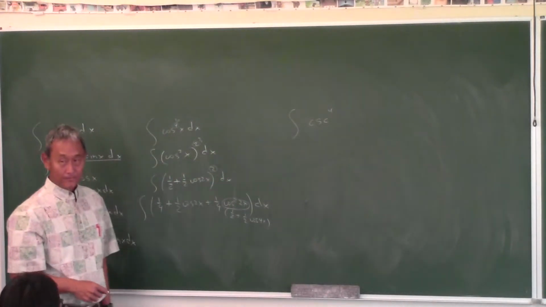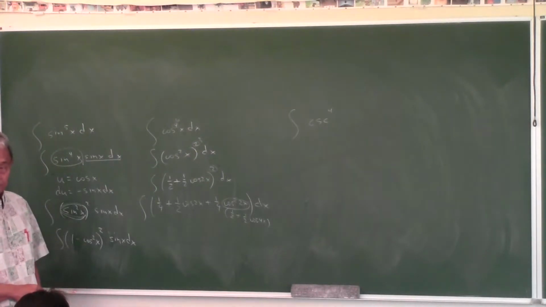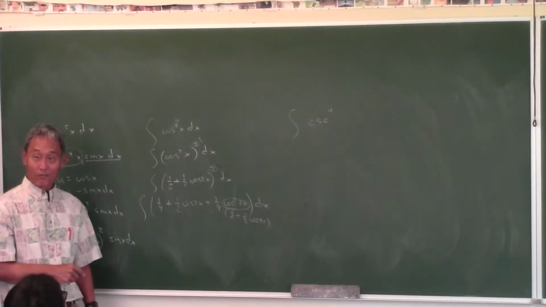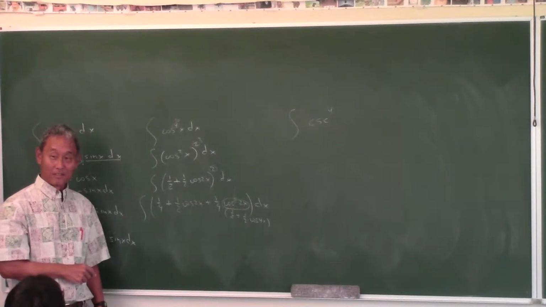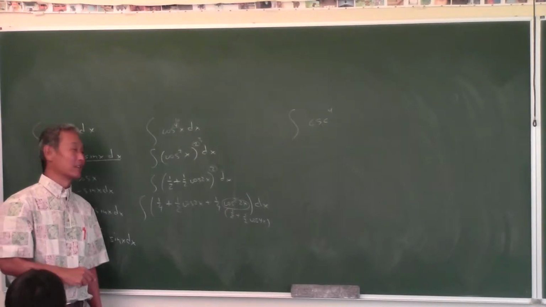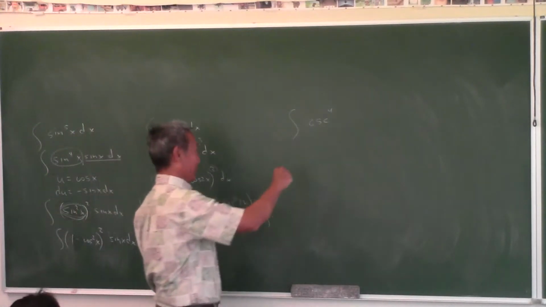Couldn't we just find all of them from sine and cosine? You mean change that to 1 over sine to the 4th, and then take the answer from sine to the 4th and put 1 over that? Like I said, I pretend I didn't hear that.